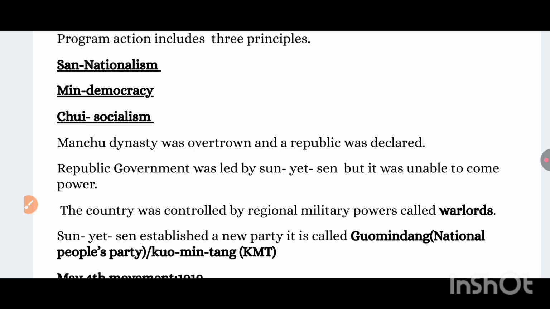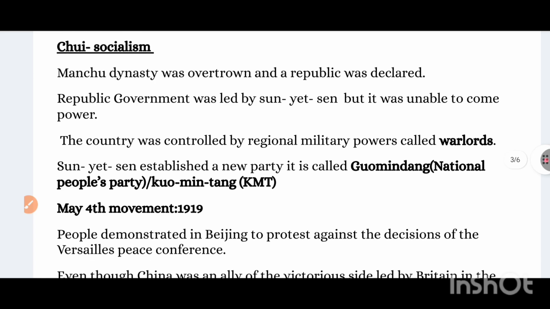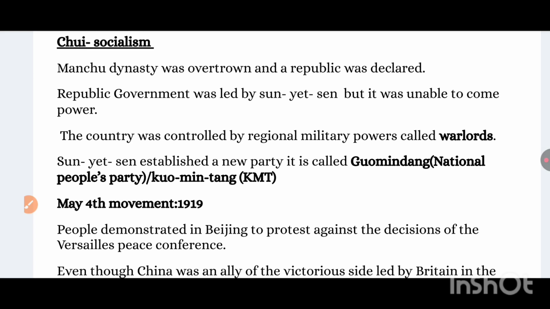Warlords. After that, Sun Yat-sen established a new party. The party name is Kuomintang Party, also called the National People's Party, or the KMT Party. Who established the KMT Party? Sun Yat-sen. It is also called the National People's Party. We will discuss how the party was organized and its programs later.